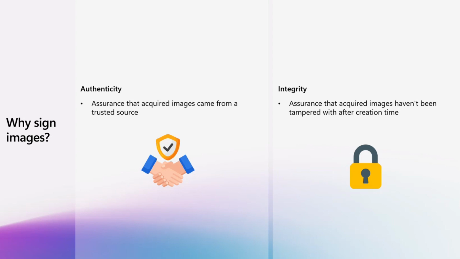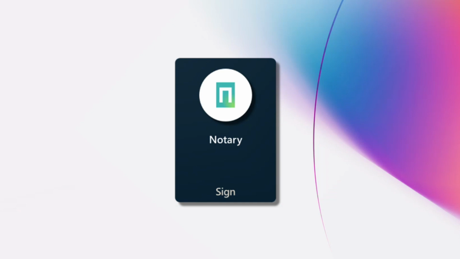Second is integrity. This means that signing images assures that the images you acquire haven't been tampered with after creation time. So Josh knows that by validating the signature on the Python image, the image hasn't been tampered with or modified in some way between the time that I built the image and distributed that image, and finally when he consumed or acquired that image. The tool that we recommend here to sign images and generate those signatures is the Notation CLI from the Notary project.